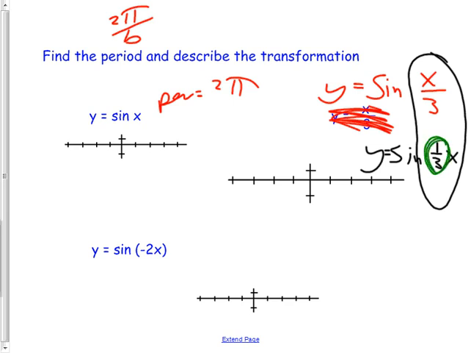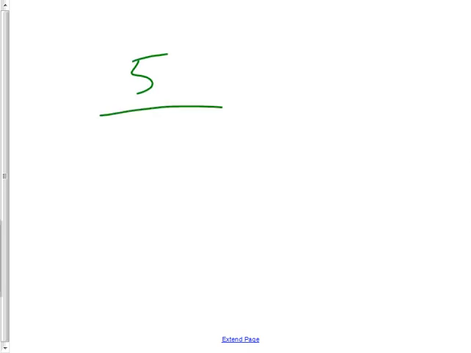Okay, so what am I supposed to do? 2 pi over b, and b is 1/3. So it's 2 pi over 1/3. Now for that, you've got a fraction and a fraction. Do you remember what to do? If you have 5 divided by 1/3, you go 5 times, flip the bottom one. So it'd be 15, right?